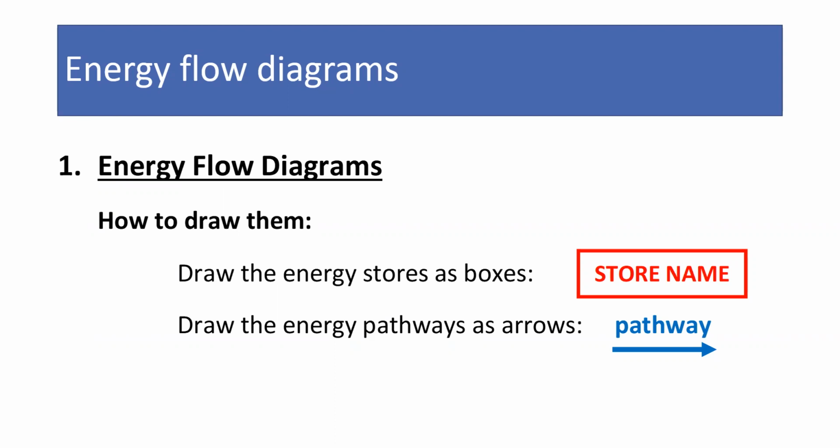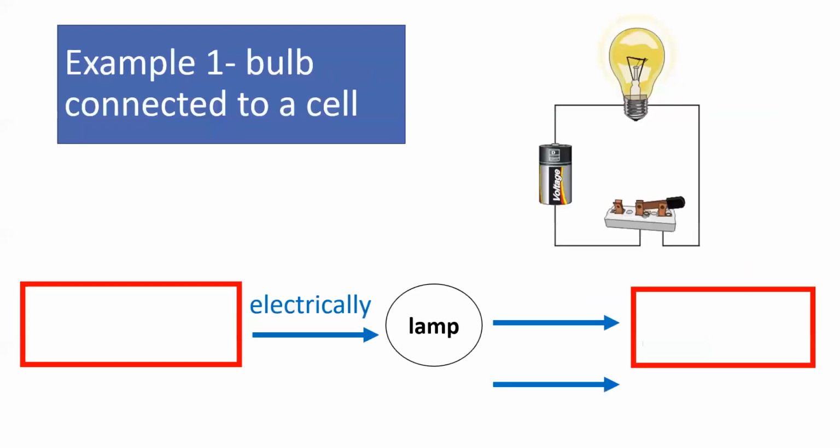Normally you start by drawing the stored form, how the energy is stored, and then you draw an arrow to show how the energy is being transferred, how the energy is flowing, and what type of energy converter you are using. So the energy will flow into an energy converter, which then converts it from its stored form to another form. Let's have a look at some examples.